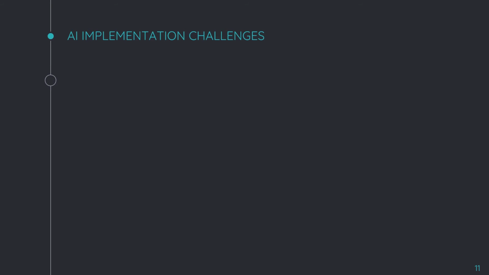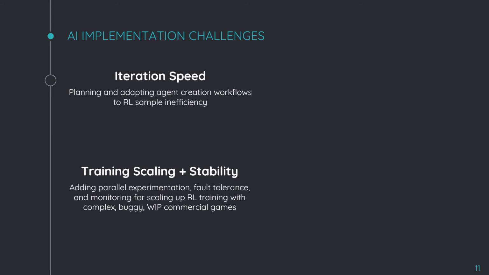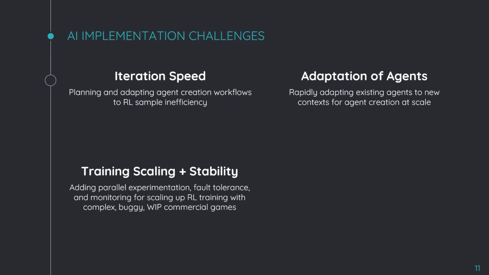The next set of challenges related to the actual implementation and iteration of agents. Several RL engineers reported the necessity of early planning and adaptation of their existing agent creation workflows to handle the training times needed for sample-inefficient RL training. RL engineers also reported that they needed to significantly scale up their RL training infrastructure, adding parallel experimentation, fault tolerance, and performance monitoring to handle the complex commercial games that would often crash experiments due to bugs in the work-in-progress games.